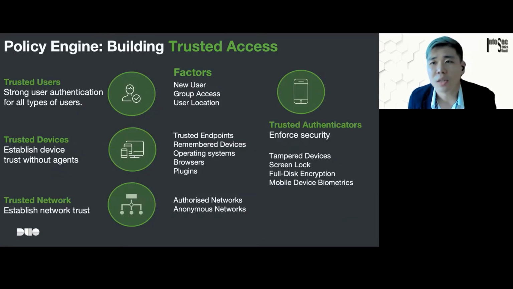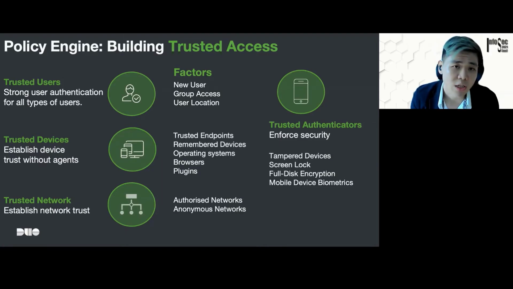So the policy engine builds user trust. I mentioned this earlier, trusted users. This enables us to do strong authentication against all different types of users, whether they are contractors, HR people, or R&D. Trusted devices. We do this without the use of agents, and we can enforce checks on the endpoint, right? This helps you build very granular policies. And we can do trusted networks. We establish network trust before the users connect in. So if users are using a proxy or a VPN, we can block them from accessing these applications.